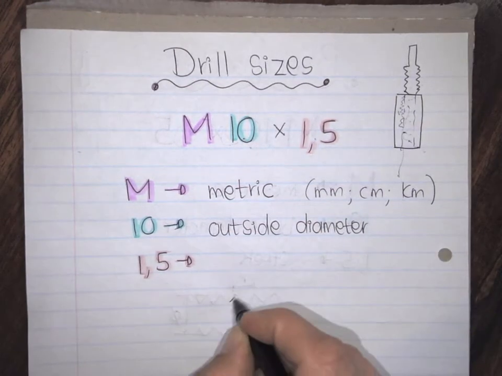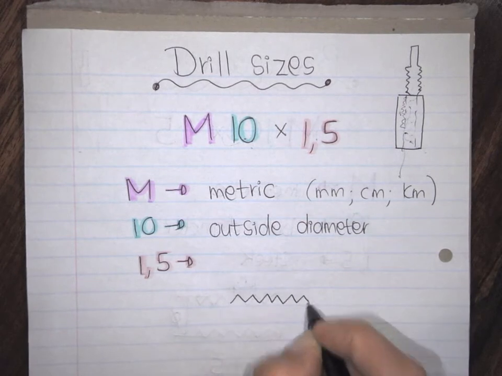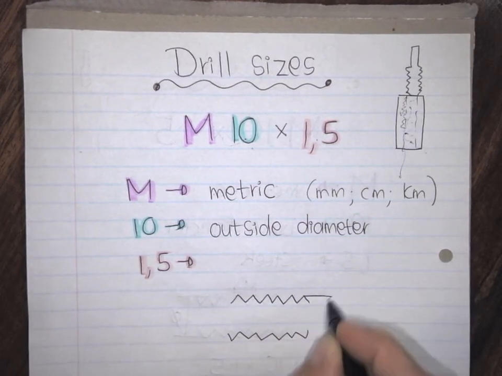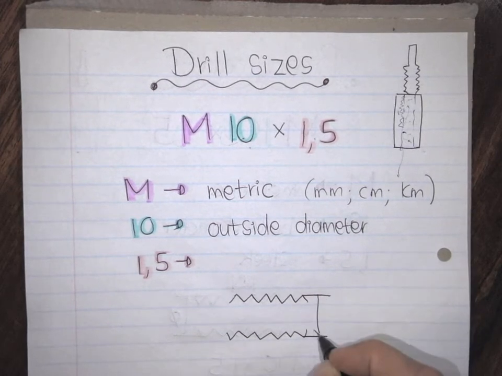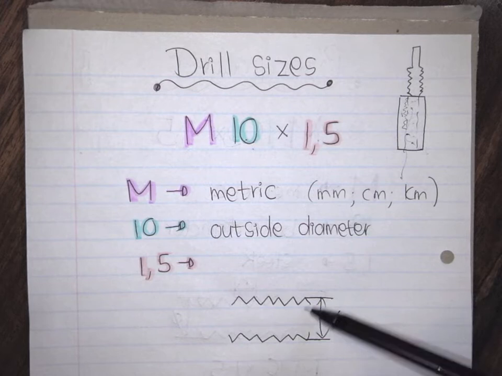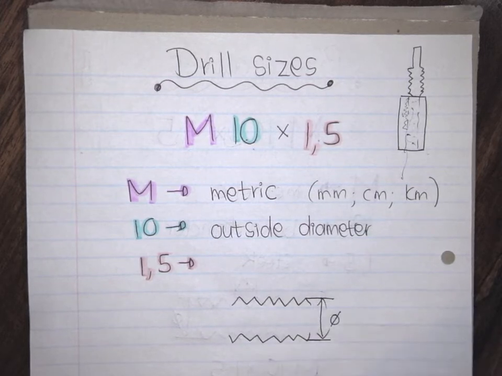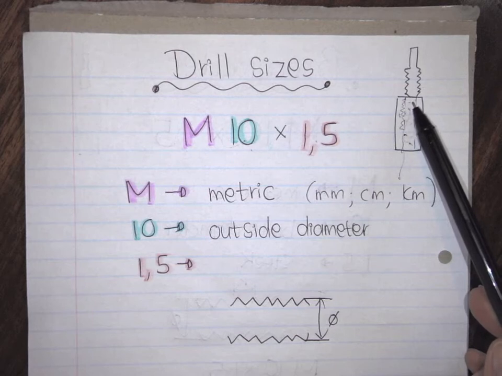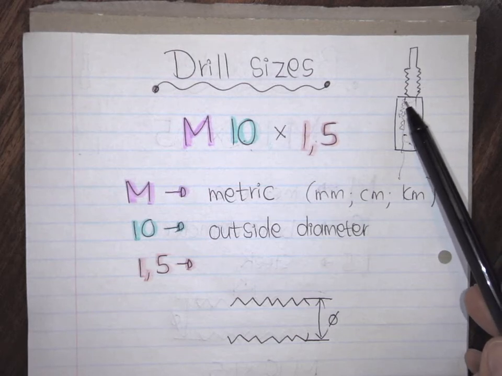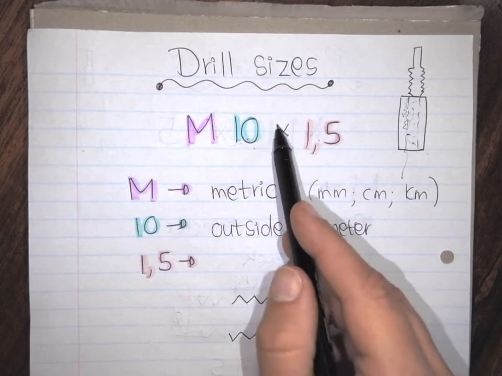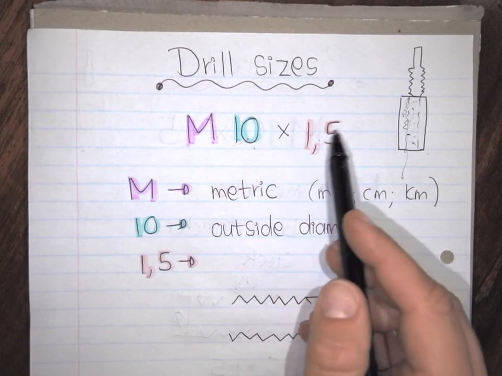So if you look at screw thread, a picture of your screw thread, then the distance from that sharp point to that sharp point, if you take the diameter, that is my outside diameter, which means this is 10 millimeters in size. So that's why I can't drill a M10 with a 10 millimeter drill bit, because then it's not going to work. And then this only means by, so it's not a multiplication sign, it's just by 1.5.